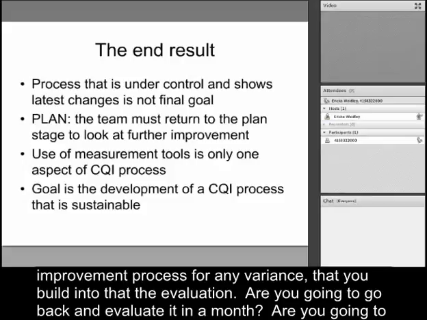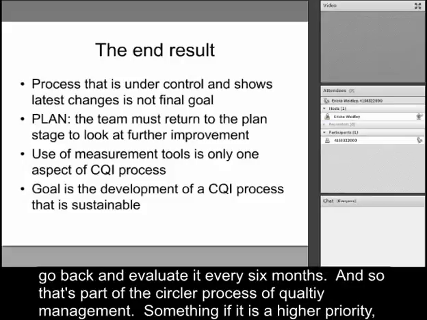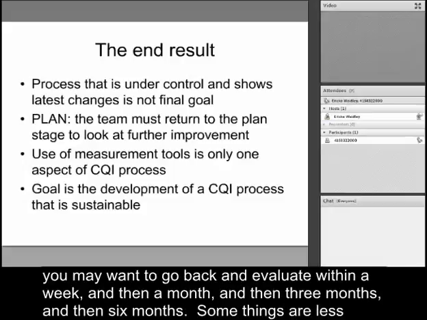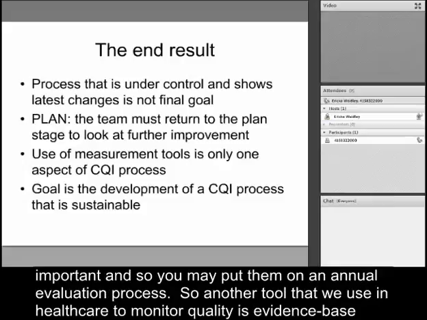Are you going to go back and evaluate it in a month? Are you going to go back and evaluate it every 6 months? And so that's part of the circular process of quality management. Some things, if they're of a high priority, you may want to go back and evaluate within a week, and then a month, and then 3 months and 6 months. Some things are less important, and so you may put them on an annual evaluation process.